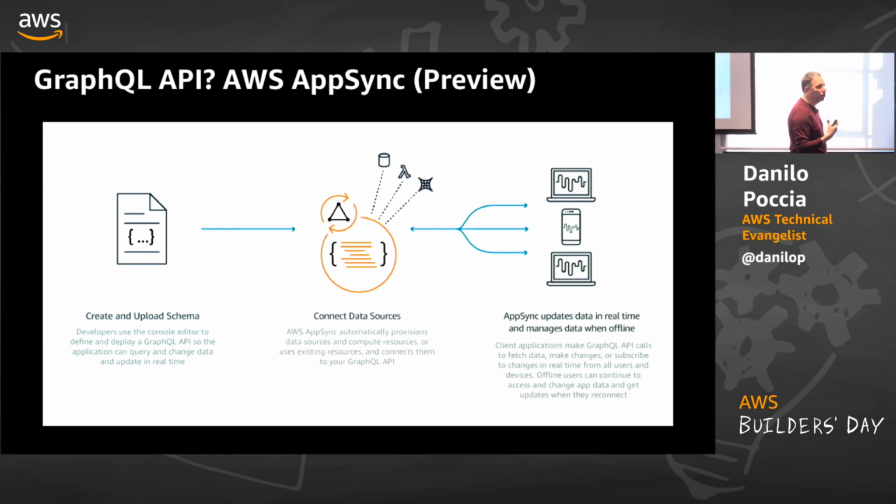GraphQL also manages subscriptions, and subscription means that you can, from your application, say: every time someone changes this data from any client, any mobile app, any web application, send me a notification in real time so that I know that someone changed this data.